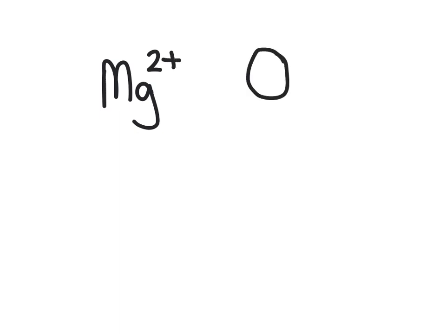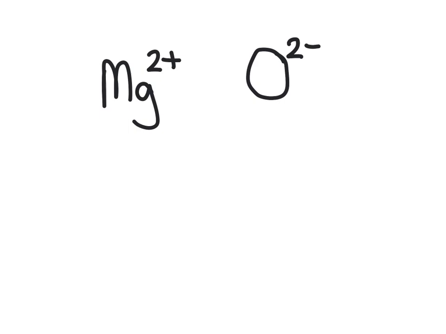Okay, so we'll look at a couple more examples. So if we have, what is the formula of the ionic compound formed between magnesium and oxygen? Well, we've already spoken about magnesium. It's in group 2. It's going to have a 2 plus charge. Oxygen or oxide ions, oxygen's in group 16. It's going to have a 2 minus charge.